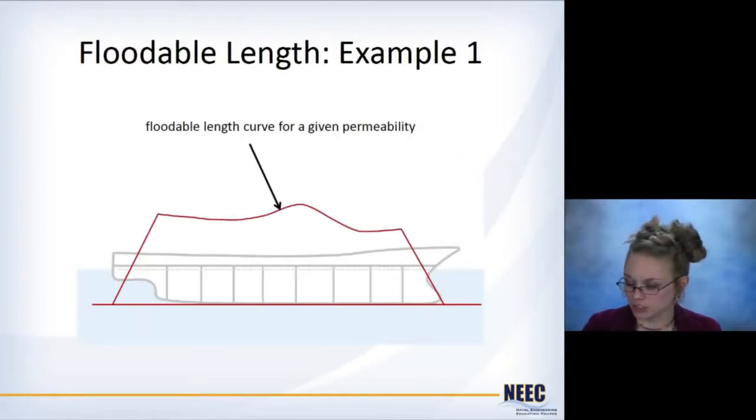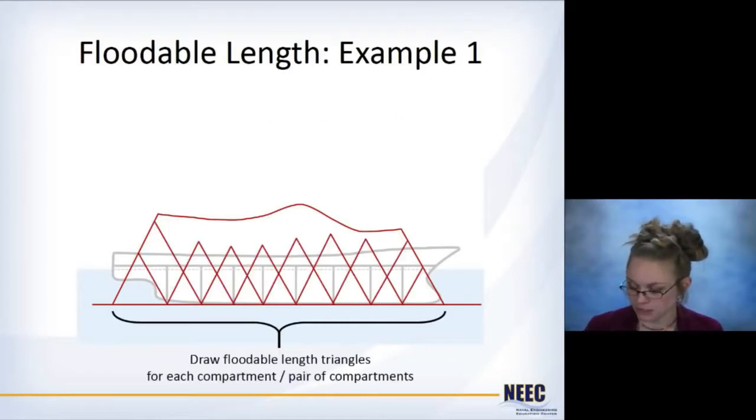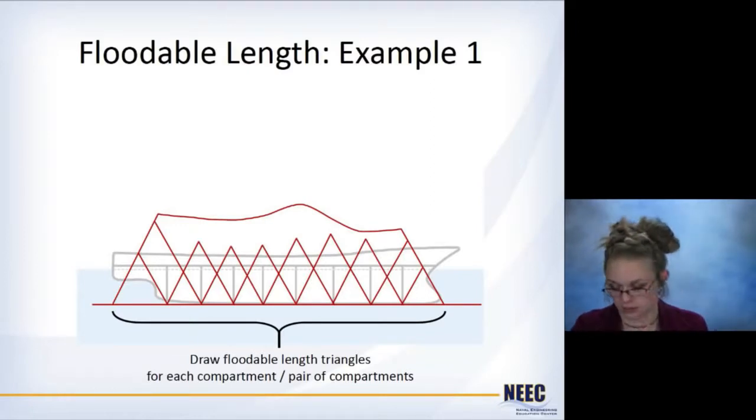All right. So you take the ship and overlay the floodable length curve. Remember, the floodable length curve is the allowable flooding that can happen for the ship before it sinks for a given permeability. You take that and draw these little floodable length triangles for each one of these compartments. This is kind of a confusing diagram at first. Look at it a few times, come back and watch the video again if you need to. It will start to make sense. But what it really is, is floodable lengths for each of these compartments, and it's not continuous, sort of like the original one was, right? Because you've restricted the flooding because of the bulkheads that you placed in there.